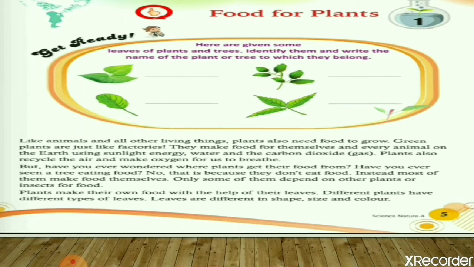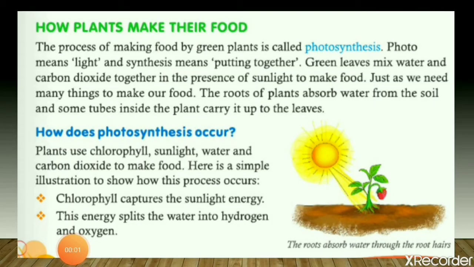Plants make their own food with the help of their leaves. Different plants have different types of leaves. Leaves are different in shape, size, and color. Now open page number 6 from your book and see the question: how does photosynthesis occur?